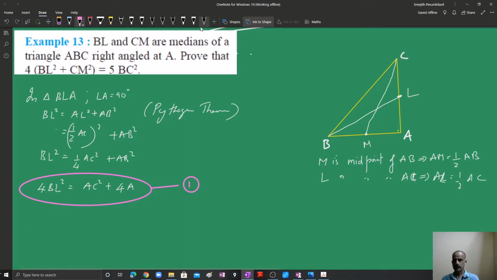Okay. Now, similarly, next one is CM. In triangle ACM, angle A is equal to 90 degrees. Therefore, by Pythagoras theorem, CM square is equal to, in the right angle, this is the right angle.